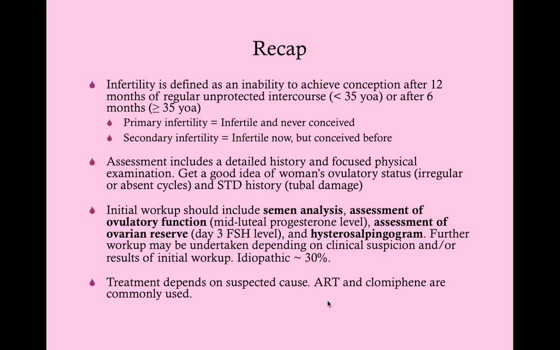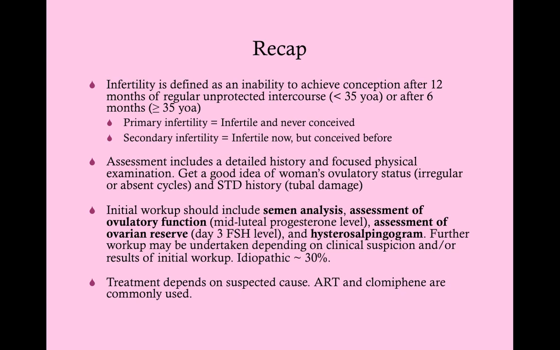You want to get a good idea of the woman's ovulatory status, if she's got irregular or absent cycles, and an STD history, which suggests possibly that there may be chronic pelvic inflammatory disease, which can lead to tubal damage and adhesions. You also want to know if she's had abortions. D&Cs can cause something called Asherman syndrome, which I already mentioned, and that can cause damage to the reproductive tract as well.